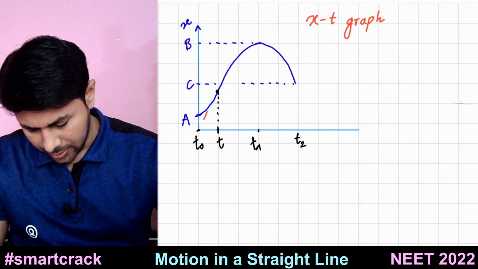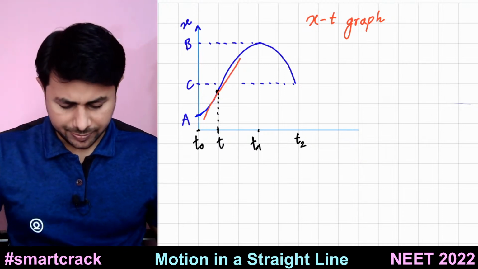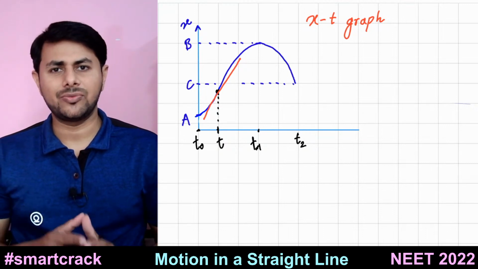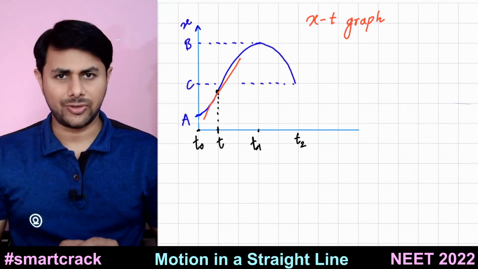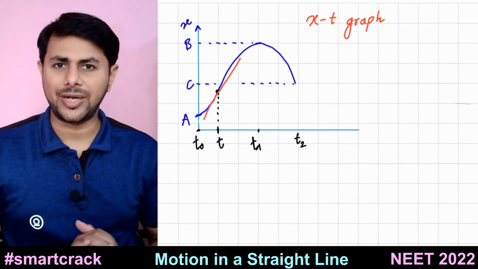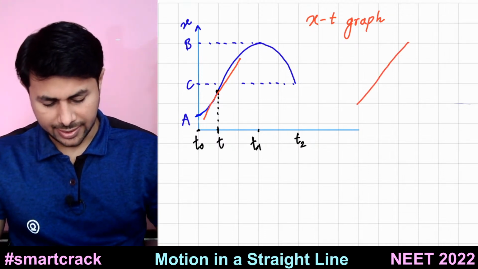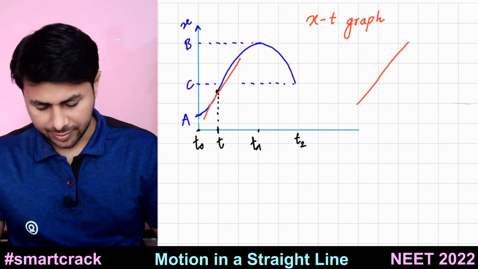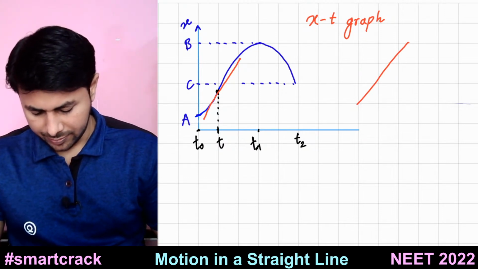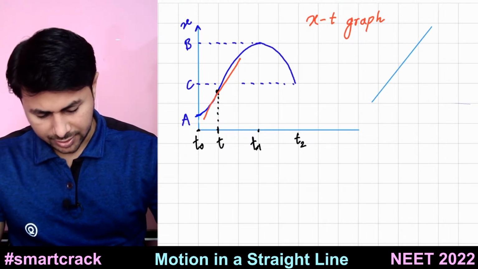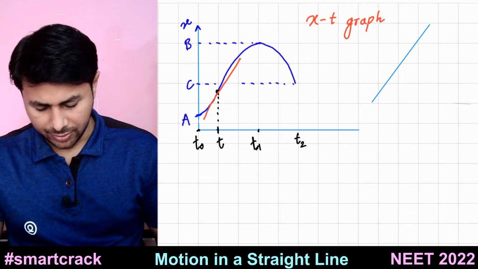Okay, so suppose this is a tangent, and the slope of this tangent will give me what? It will give me the instantaneous velocity at that point. Okay, so we know how to find slope. So let's suppose this is a line and I want to find out its slope.